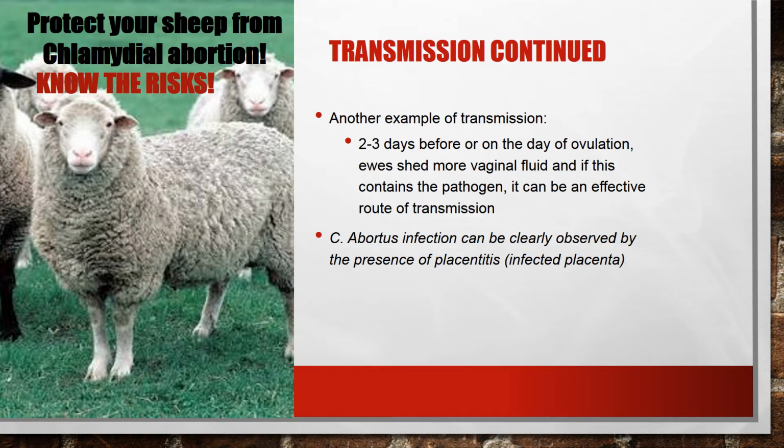Another example of transmission that takes advantage of the natural behaviors of the ewe is 2 to 3 days before or on the day of ovulation. Ewes will always shed more vaginal fluid whether healthy or infected, and if this fluid contains the pathogen, it can be a very effective route of transmission to other ewes or healthy rams. Chlamydia abortus infection can be clearly observed by the presence of placentitis, or infected placenta, which manifests as a red and bloody placenta among the fetal membranes at birth.